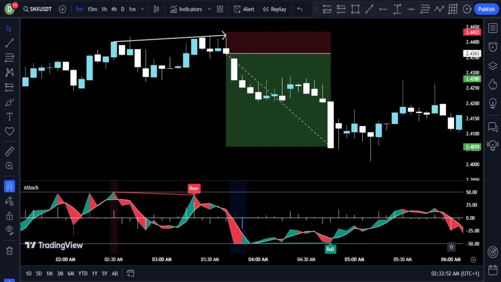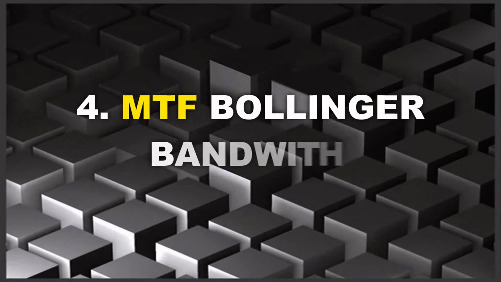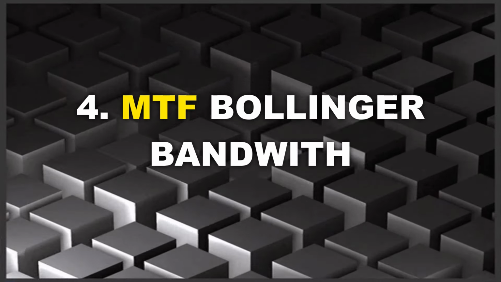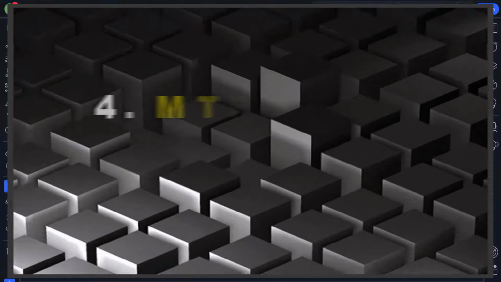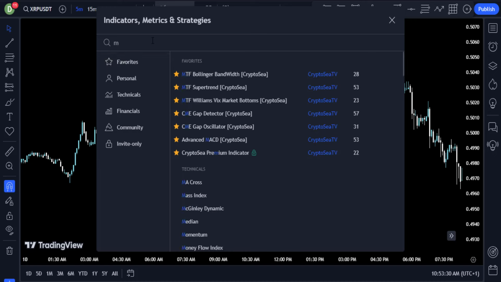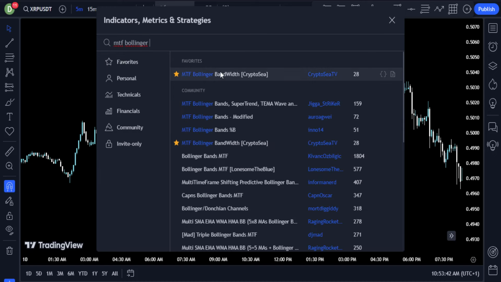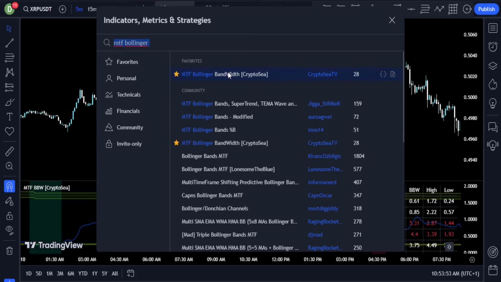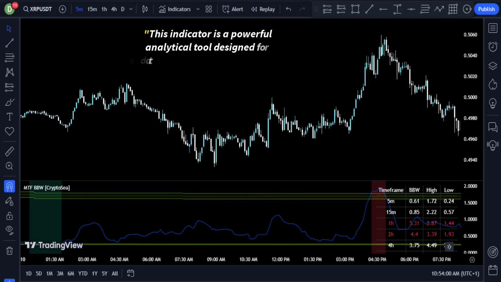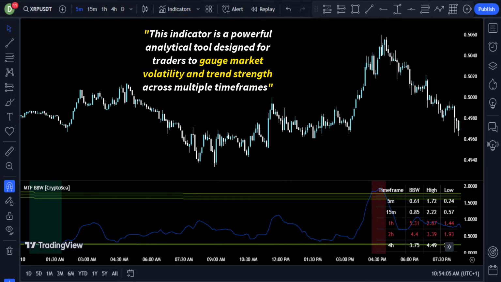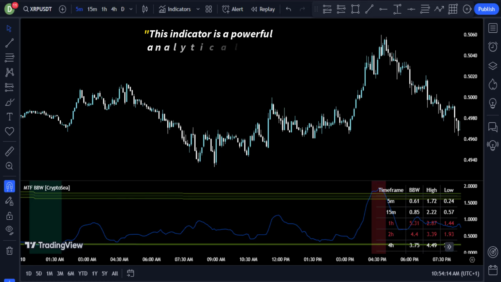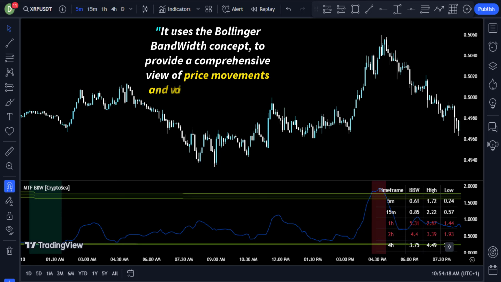Now, moving on to the 4th indicator, we have the multi-time frame Bollinger Bandwidth indicator created by CryptoCTV. You can go to the Indicators tab here to search up the Bollinger Bandwidth indicator, and then add it to the chart. Now, this indicator is a powerful analytical tool designed for traders to gauge market volatility and trend strength across multiple timeframes. It uses the Bollinger Bandwidth concept to provide a comprehensive view of price movements and volatility changes.